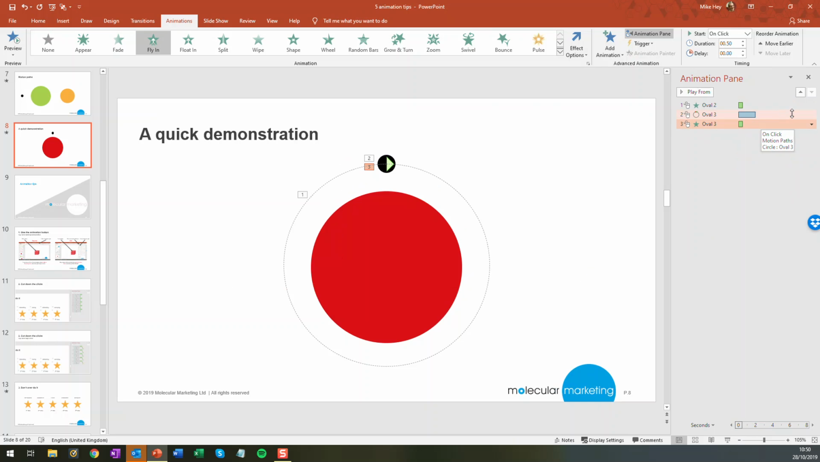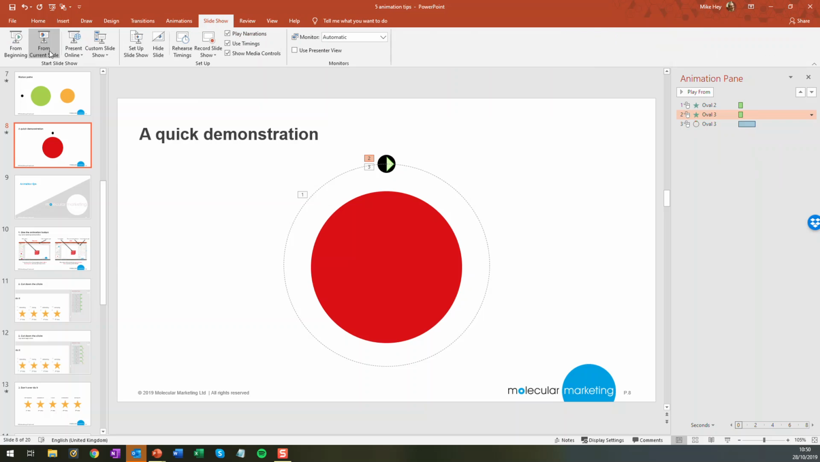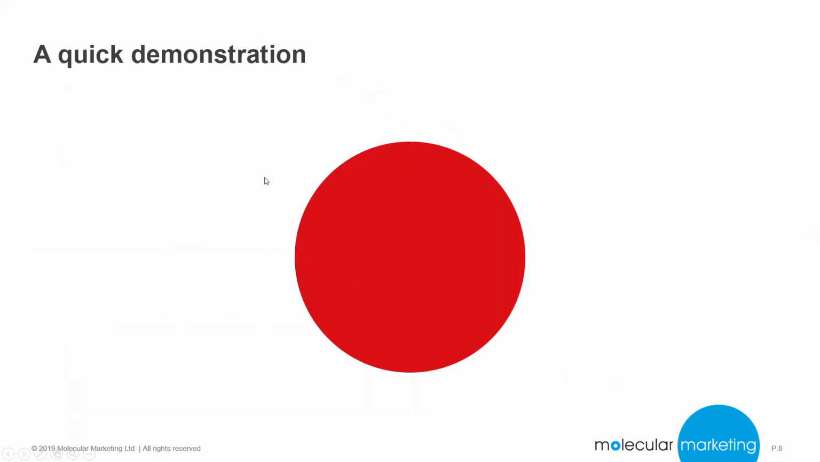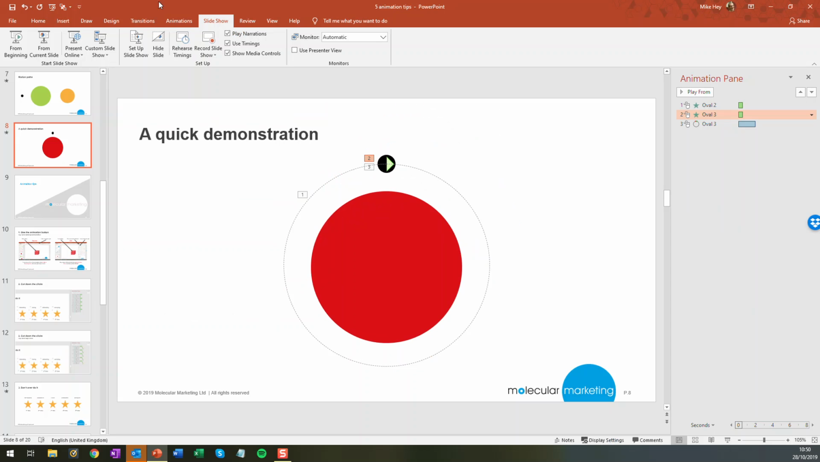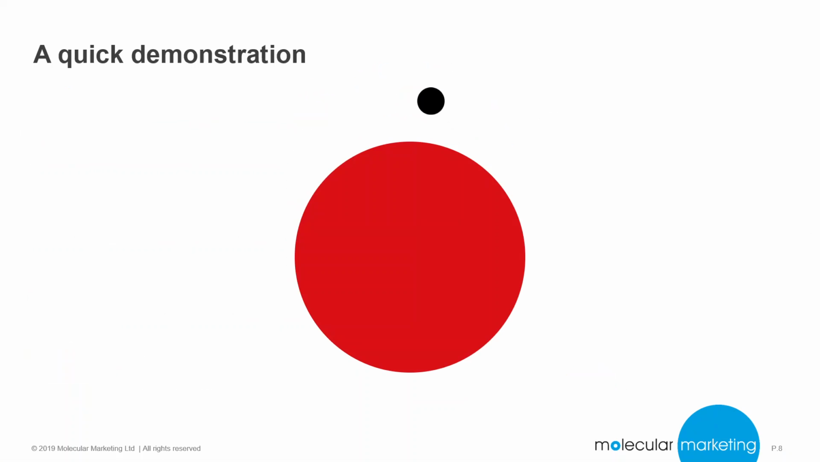Okay, now I also might want to have it appear first and then orbit. So I've got it selected, let me just move it in front of the other one. So if I now go into slideshow from the current slide, 1 click gives me the red circle, the 2nd click gives me the black circle, the 3rd click gets me to orbit around the red circle. Okay, now let's have a look at the next tip.